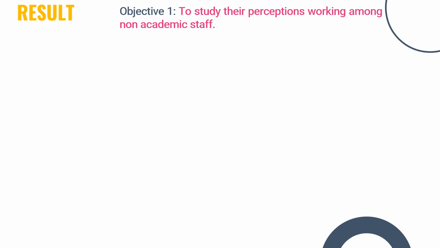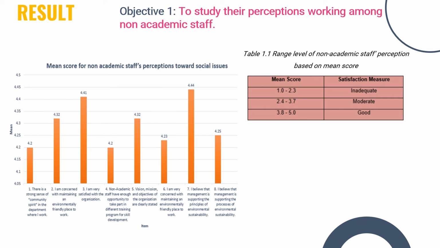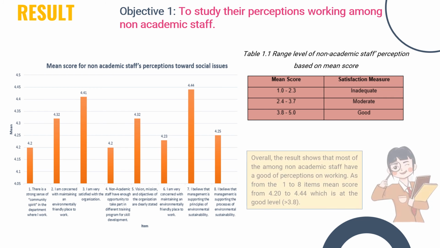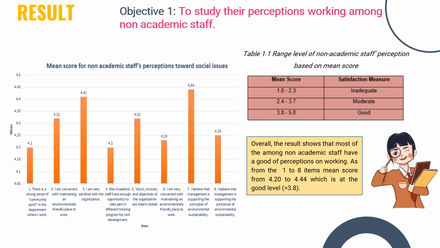For the first objective, which is to study their perceptions of working among non-academic staff, the graph shows the mean score for non-academic staff perceptions toward social issues. And table 1.1 is the range level of non-academic staff perceptions based on mean score. Overall, the result shows that most of the non-academic staff have good perceptions of working. For items 1 to 8, the mean score is from 4.20 to 4.44, which is at the good level, greater than 3.8. It shows that non-academic staff know social issues well.